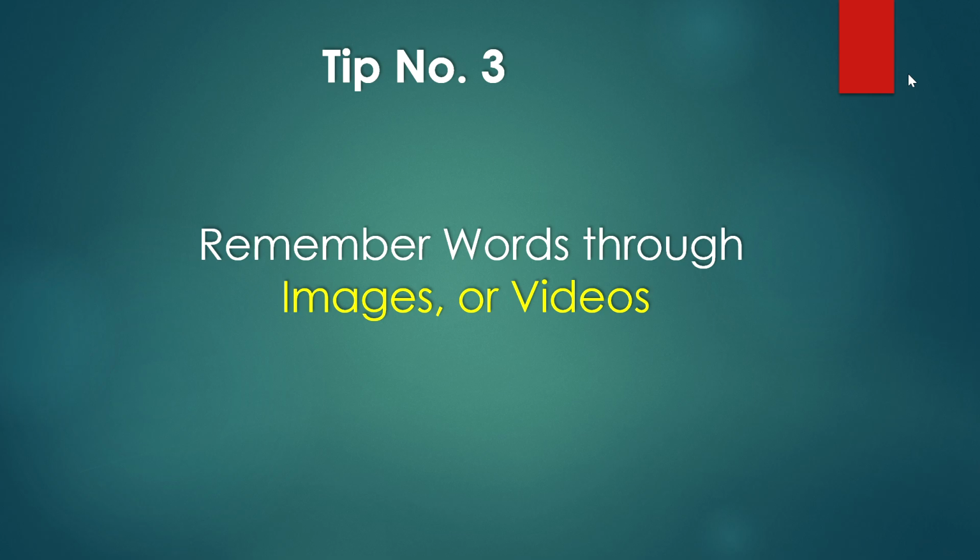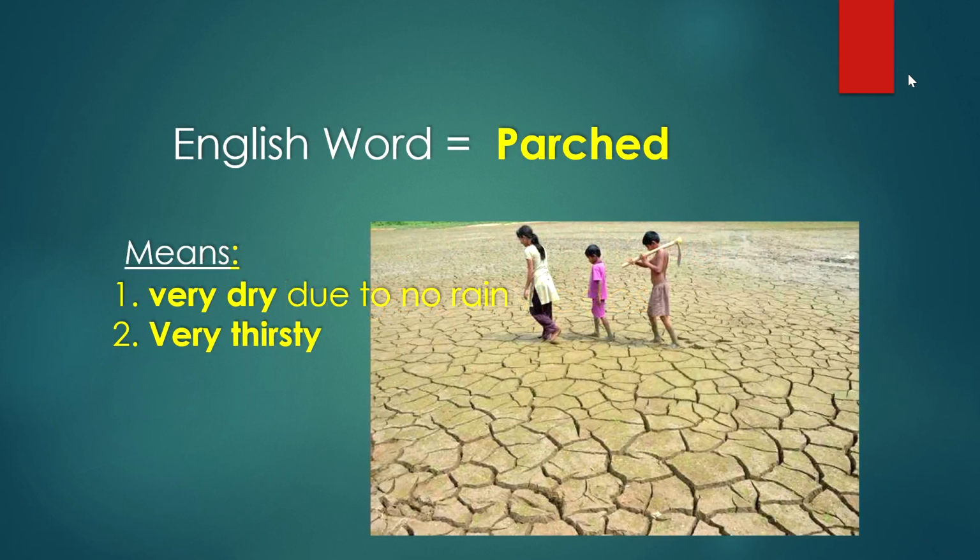Okay. So I just saw an image on the internet. It was an image of a dried land with cracks, and under it was written parched land in so and so place. And since then, I remember the word parched until now, which means very dry due to no rain, or it means very thirsty. Okay, so because this happened, because vocabulary came associated with a scene, with a person, or a real life event.